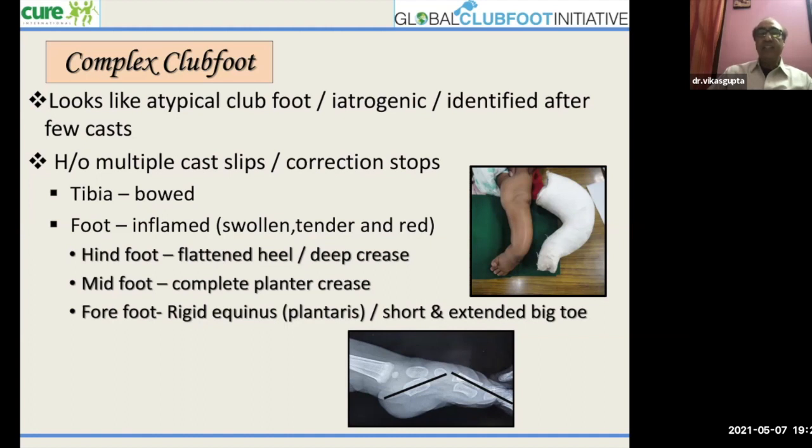The features are typically the same, except the foot will be seen swollen, tender, and red as compared to the atypical clubfoot, which presents at the time of birth. The tibia is bowed, normally like a bow and arrow. The hindfoot is flattened. There's a deep crease, again, the midfoot has a deep plantar crease, and the forefoot shows rigid equinus. All the metatarsals are now plantar flexed, unlike the typical clubfoot in which only the first metatarsal is plantar flexed. All the metatarsals are plantar flexed, which is also known as plantaris deformity, along with a short and extended big toe. Again, the management is modified.